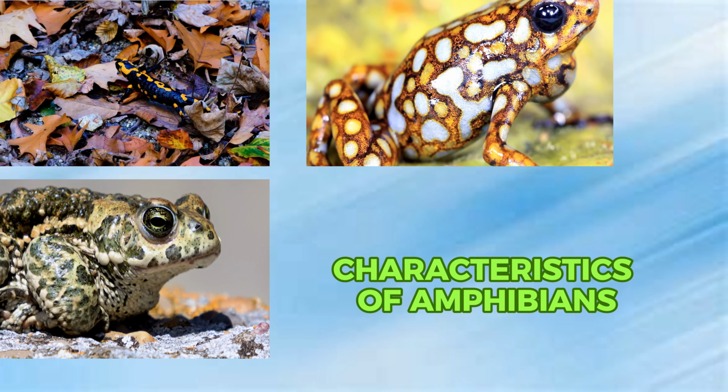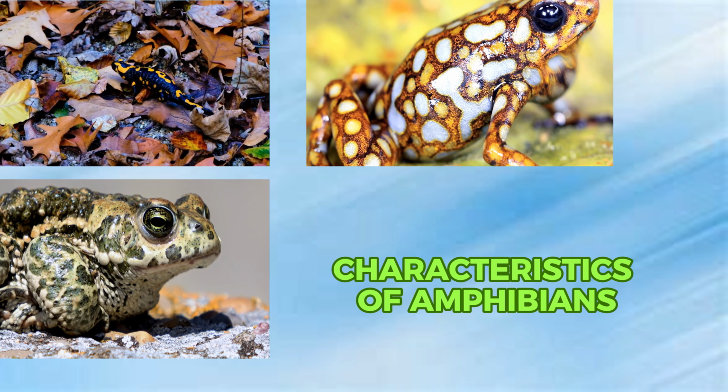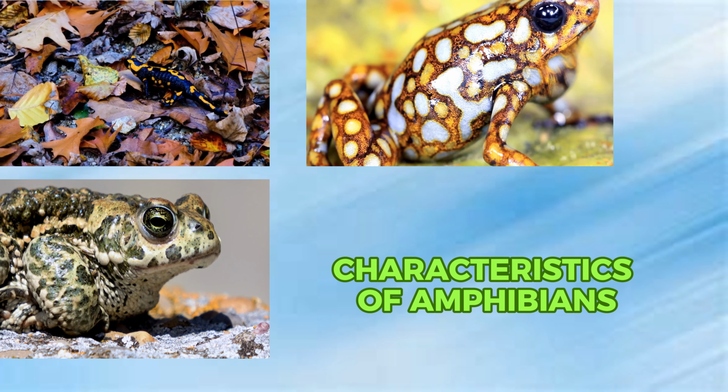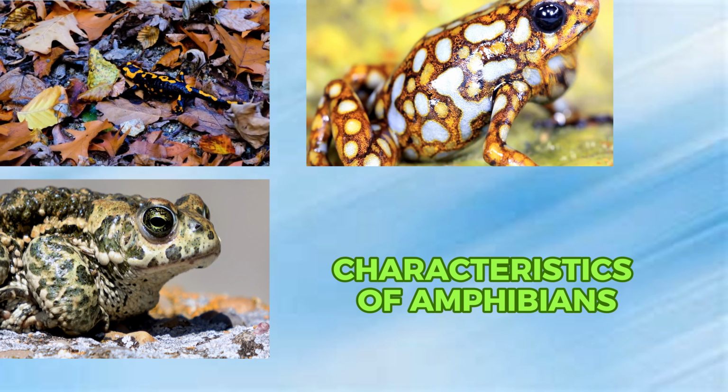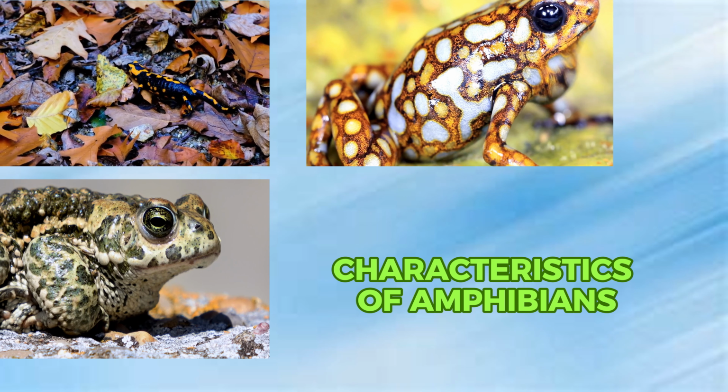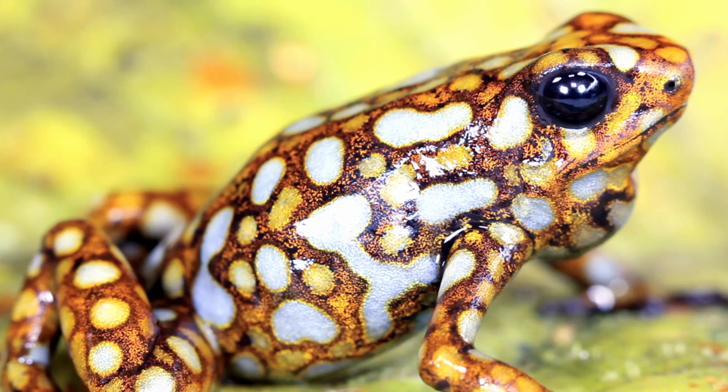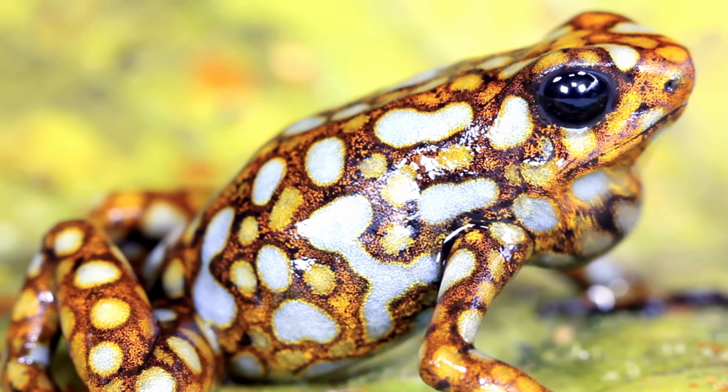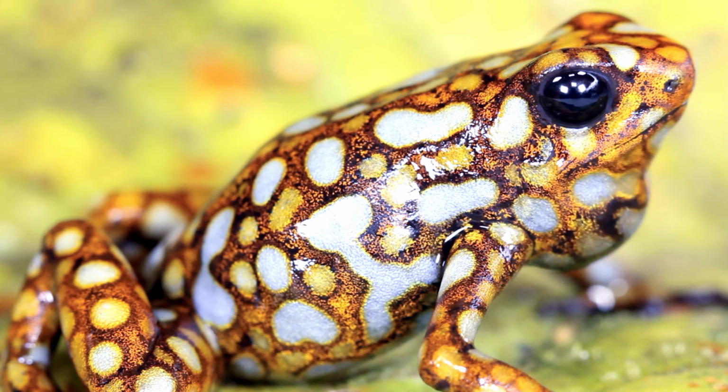Characteristics of amphibians. Amphibians are characterized by their ability to live both in water and on land, hence their name, which comes from the Greek word amphibios, meaning both kinds of life. Here are some key features and information about amphibians. Amphibians have moist skin, which is essential for their survival in moist environments and often contains mucus glands.